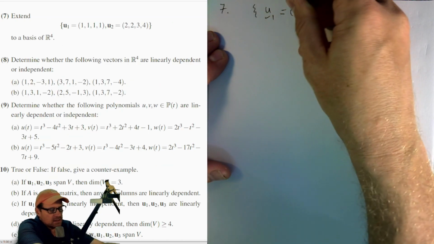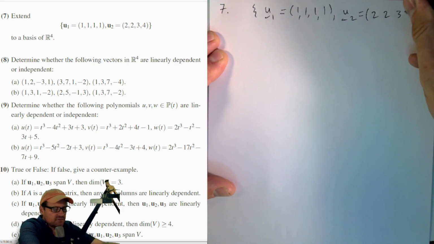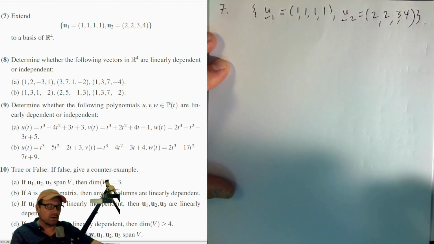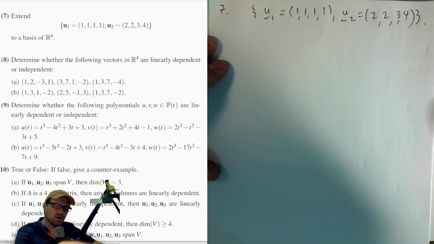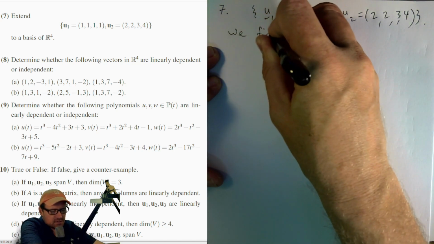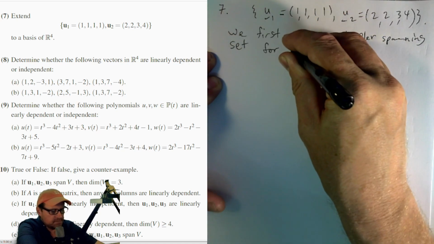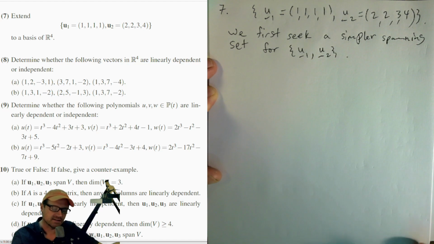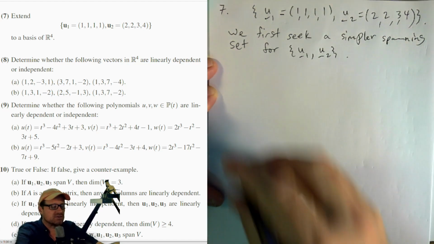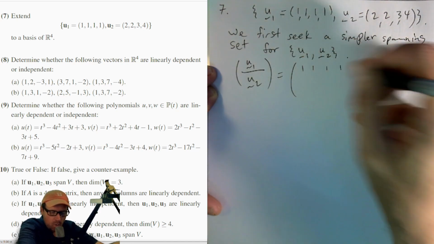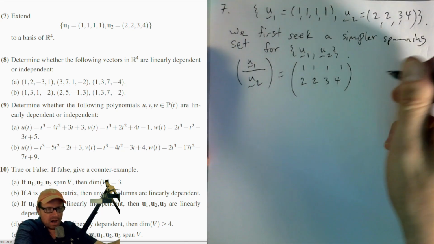Question 7. Extend U1 equal to 1, 1, 1, 1 and U2 equal to 2, 2, 3, 4 to a basis for R4. What I suggest is that we first seek a simpler looking spanning set for U1 and U2. Let's take these two vectors and put them as rows of a matrix. So we have 1, 1, 1, 1, 2, 2, 3, 4, and I want to take the row reduced echelon form of this.